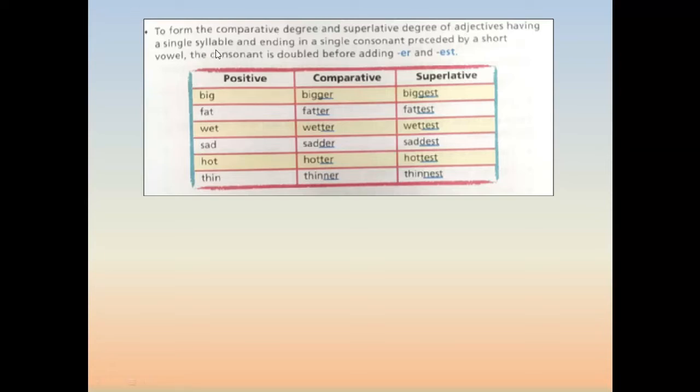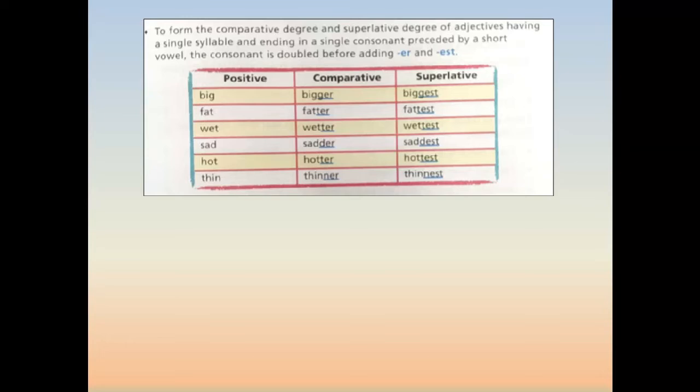Having a single syllable and ending in a single consonant. The last letter of the word has to be only one consonant, preceded by a short vowel. So, it is talking about those adjectives which have only one syllable, the last letter is a single consonant, and the consonant has a vowel before it. Understood? Single syllable, last letter a consonant, and the letter before the last consonant has to be a vowel.